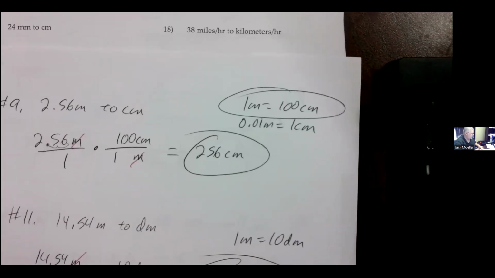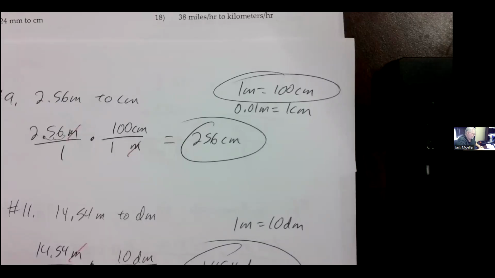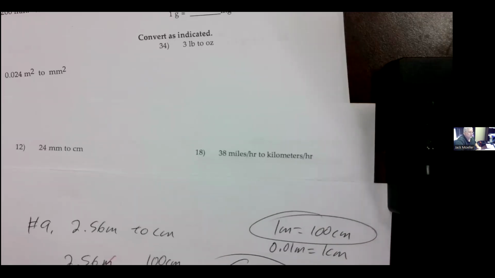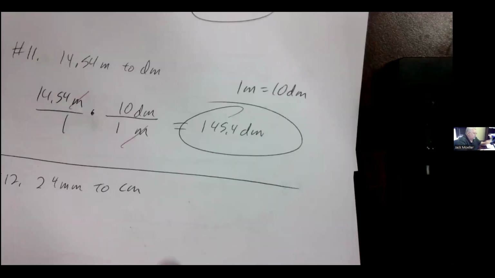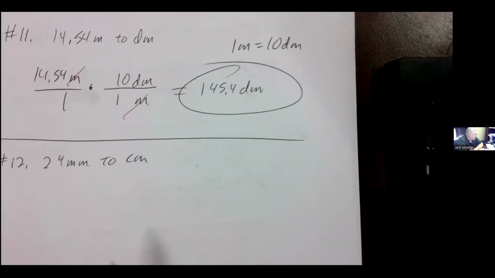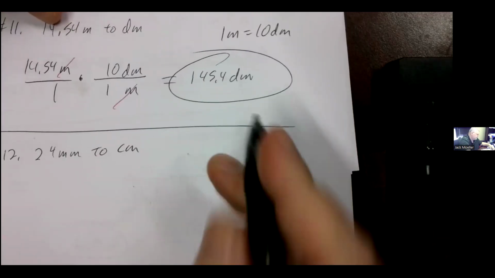How about 12? We have 24 millimeters to centimeters. Okay, so here's the question. Do you know the direct conversion between millimeters and centimeters? If the answer is yes, you can do this in one step. But I want to practice this with more than one step. So let's see how that works in the metric system.